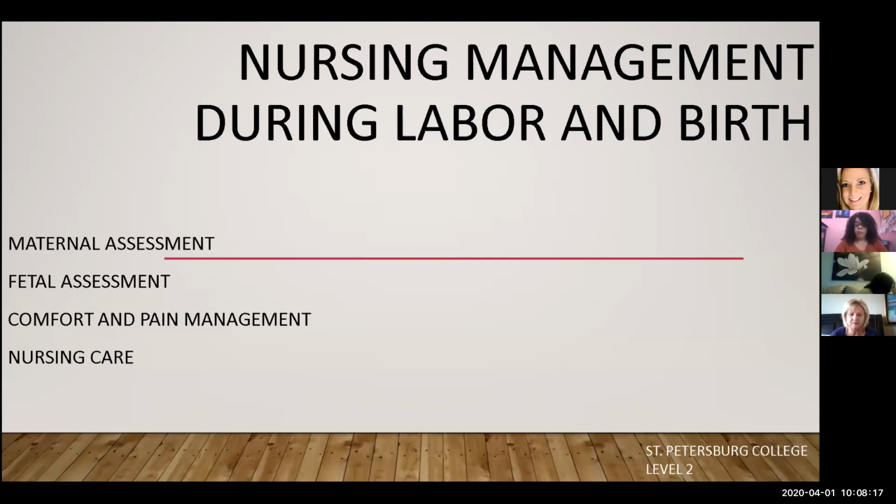So if you wanted to follow along, I am also going to be referring to a couple of the diagrams in your book, so it might be helpful to have it open and next to you, just so you can earmark and visualize what I'm discussing. So we're going to talk about maternal assessment.